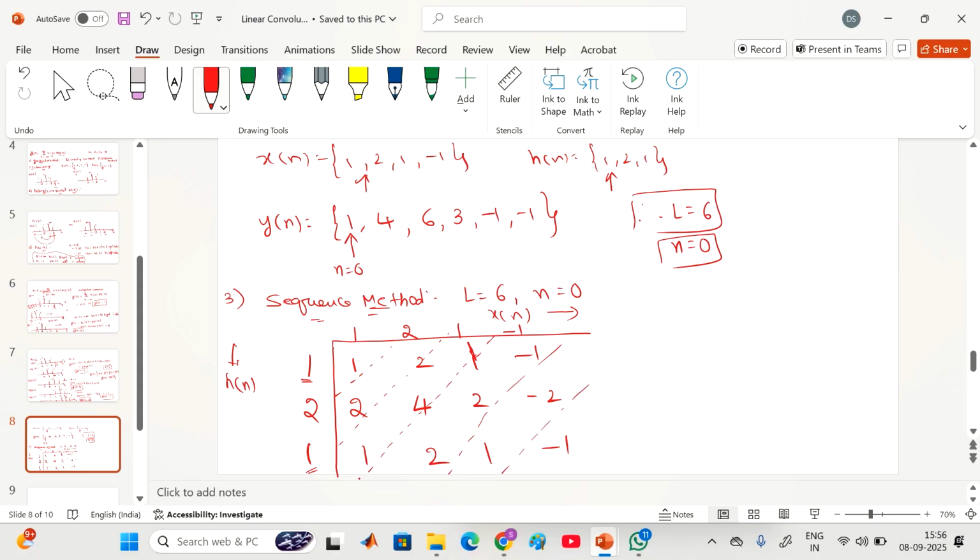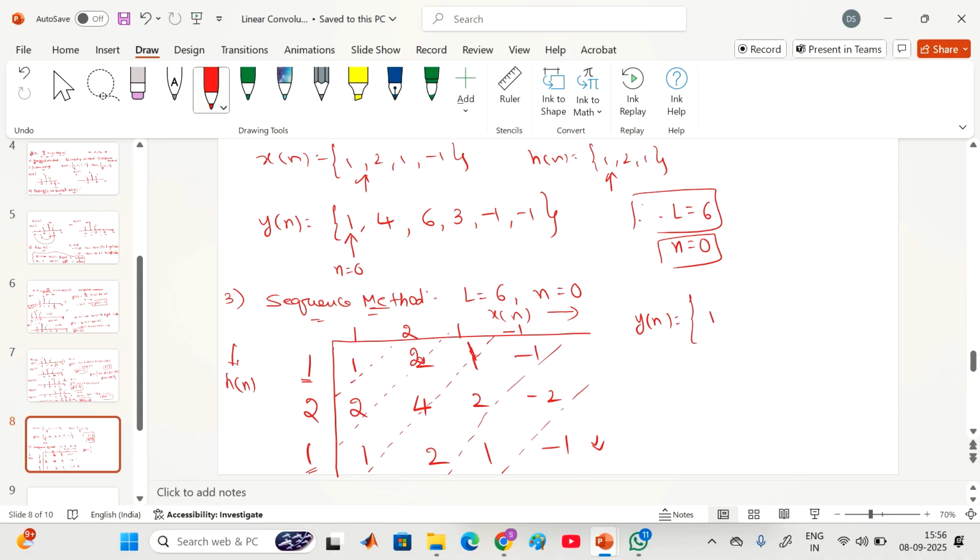See, the first value will have only one value. Similarly, the last value will have only one value. Next I have two elements. Here also I have two elements. Then three elements and three elements. That should be matched. So therefore, y of n is equal to, whatever the elements are there in the diagonal part, you just make an addition, summation.